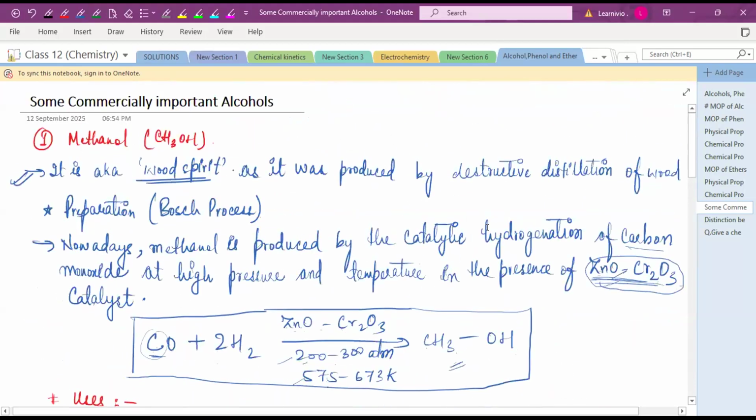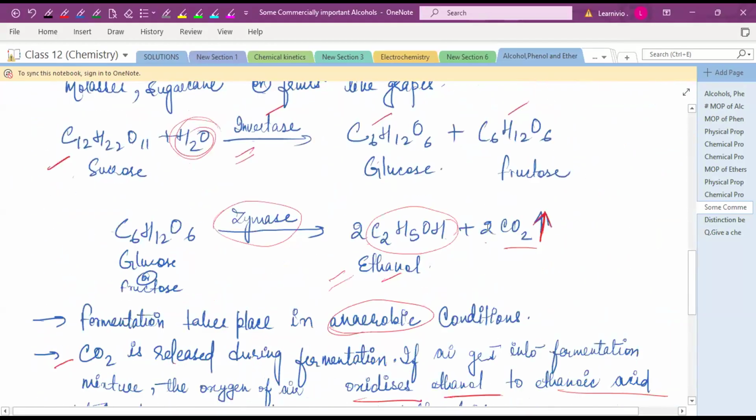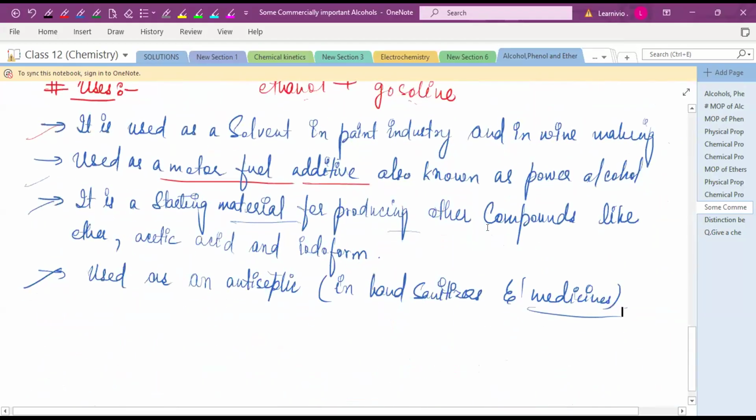So these two are the commercially important alcohols. Okay, you have to remember the preparation and uses. Preparation and uses are important.